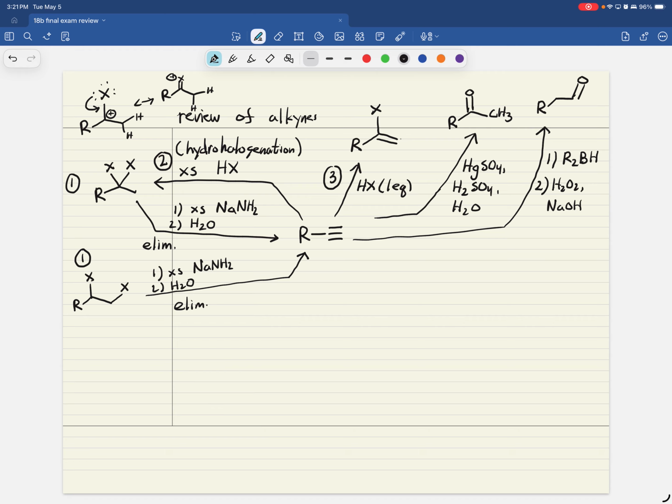Because in this case, there's only one H right here. So the H adds to the more substituted side, so we're going to get the reversal selectivity. So we're going to get an aldehyde instead. Yeah, that's right. Good. Okay.